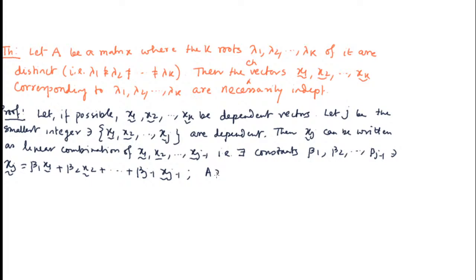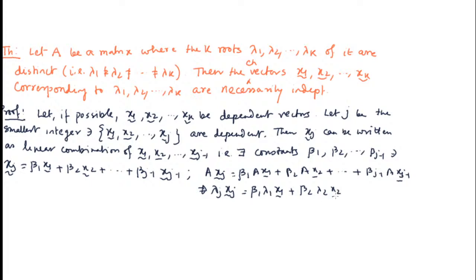Now pre-multiplying A on both sides, then we get, since xj curl is a characteristic vector corresponding to characteristic root lambda j, this gives lambda j xj curl equals beta 1 lambda 1 x1 curl plus beta 2 lambda 2 x2 curl plus beta j minus 1 lambda j minus 1 xj minus 1 curl.